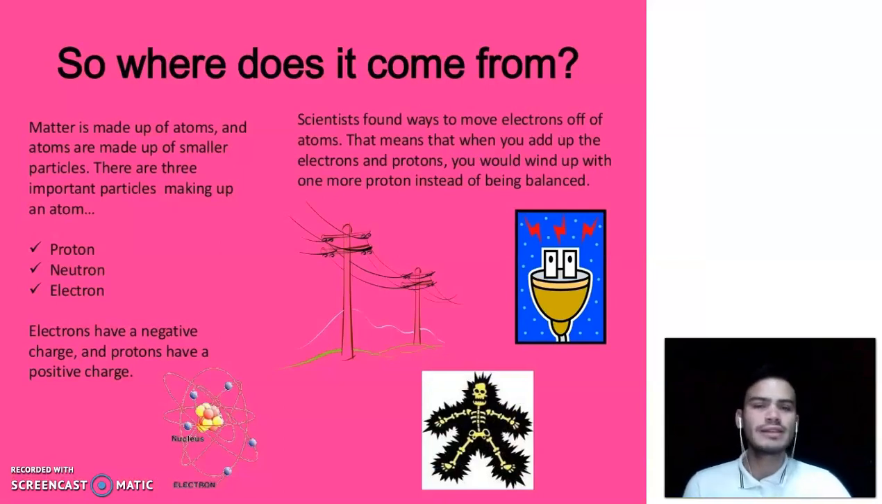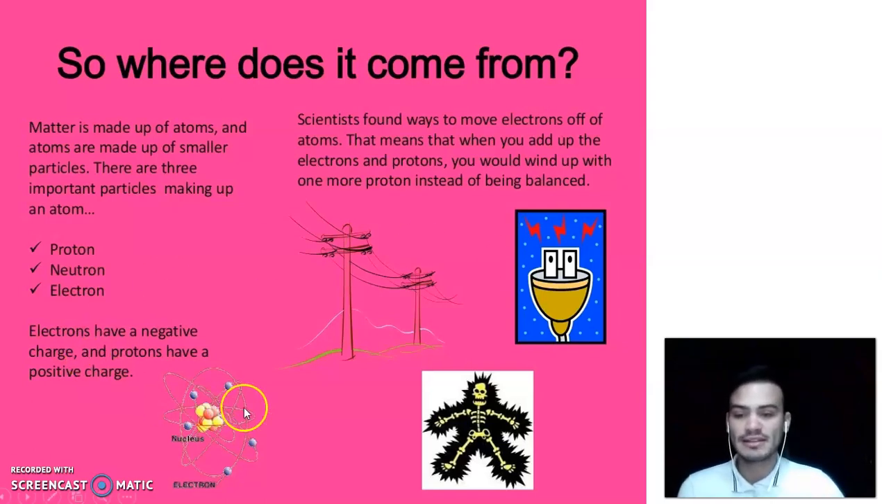So, where does it come from? Matter is made up of atoms, and atoms are made up of smaller particles. There are three important particles making up an atom. Remember that we studied this before: proton, neutron, and electron. Electrons have a negative charge, and protons have a positive charge.